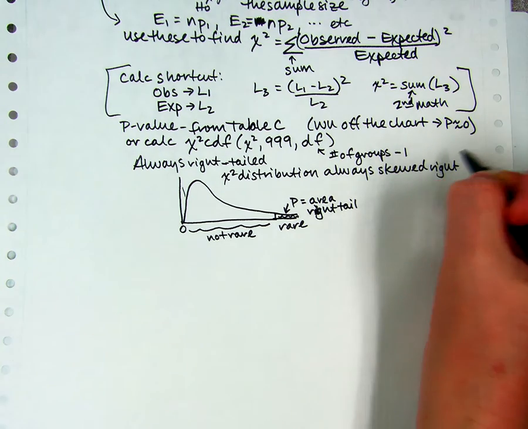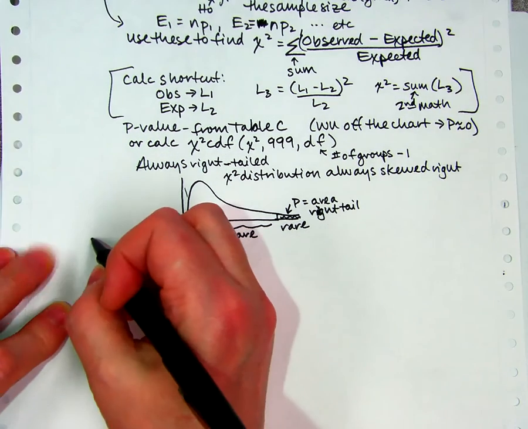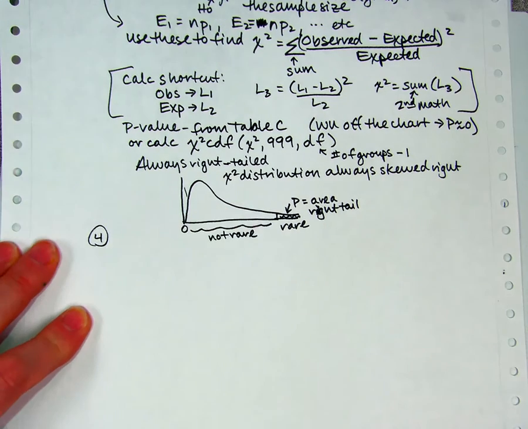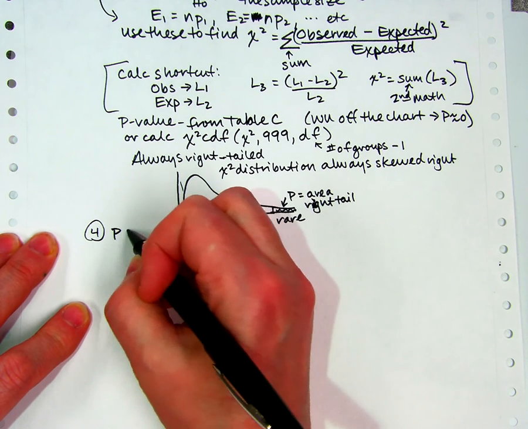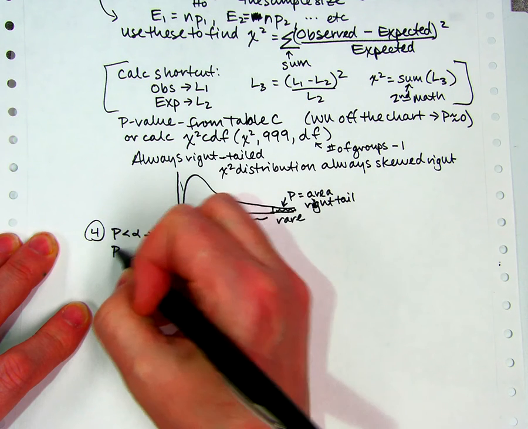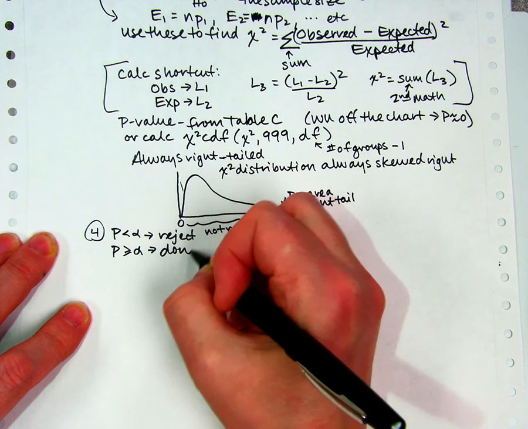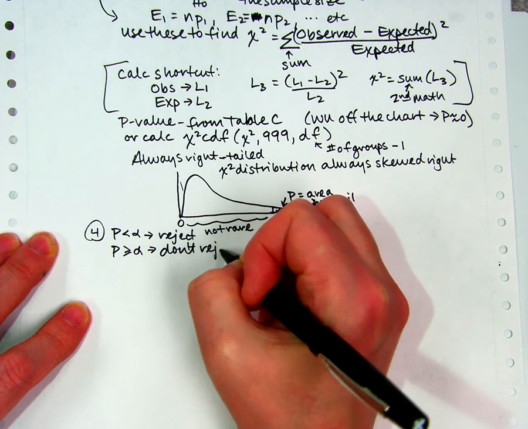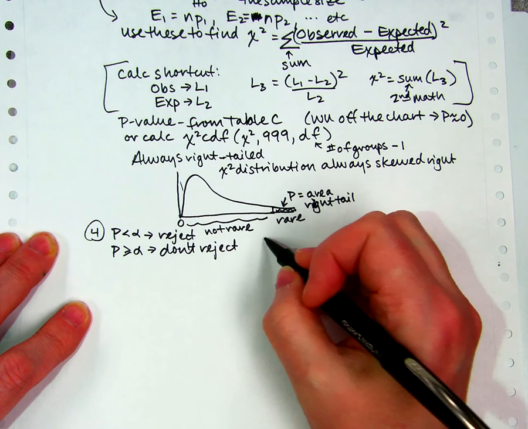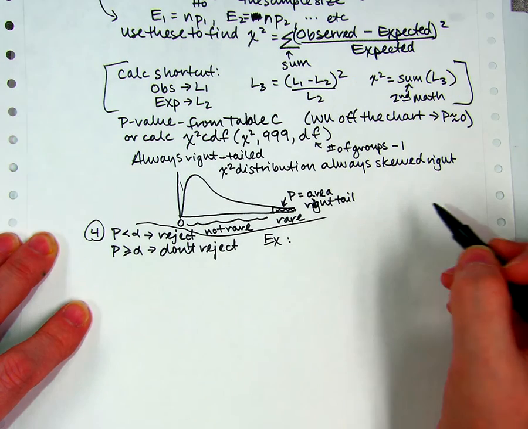And then last but not least, we talked about the conclusion. And the conclusion is the same as what we've been doing. Honestly, if P is less than alpha, then you reject. And if P is greater than or equal to alpha, then you don't reject. And this part I don't even have to tell you because you already know how to do it. So the example we saw in the warm-up, which I hope that you already did. I think I said that already, didn't I?